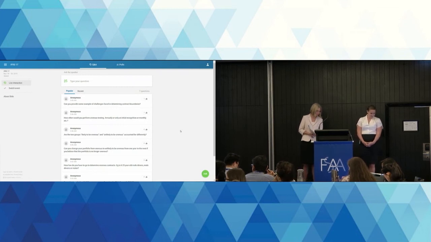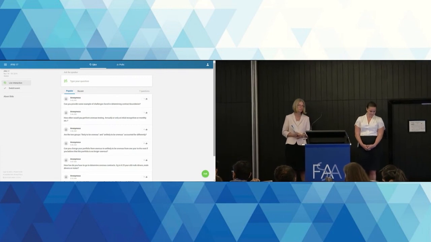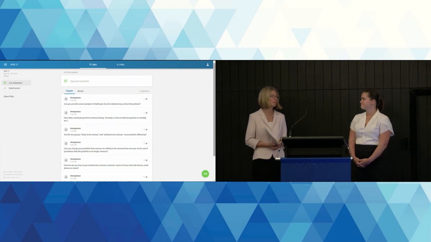The first one was around the challenges of determining contract boundaries, and particularly any examples. I know you've covered a little bit of that, but is there anything extra you wanted to share with the room around some challenges that you faced in the detail?